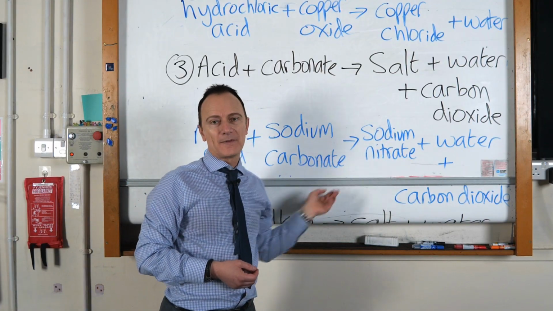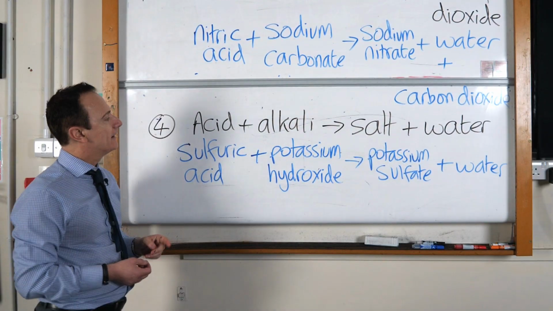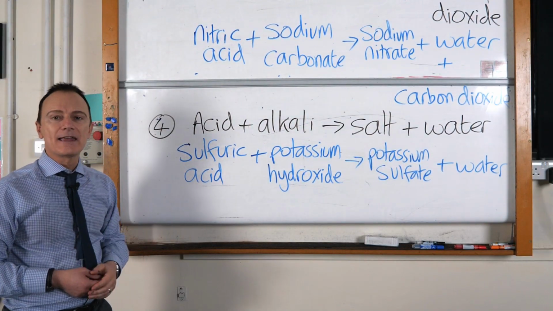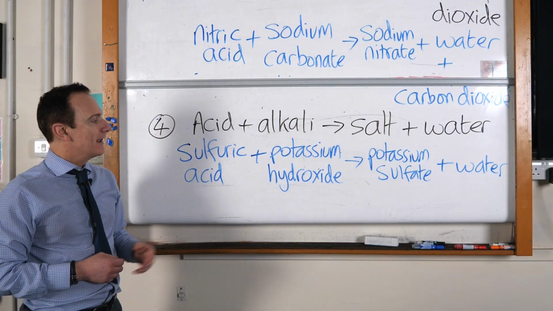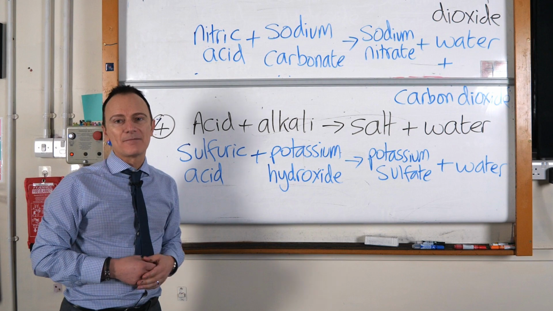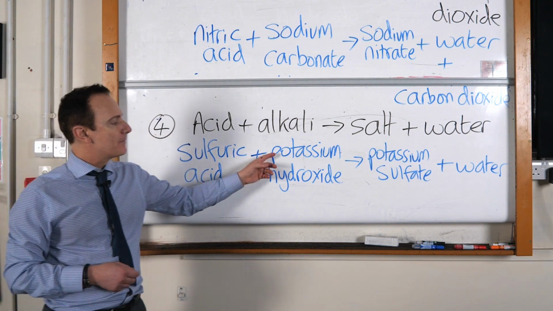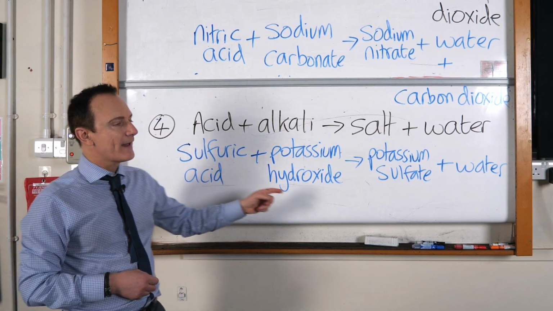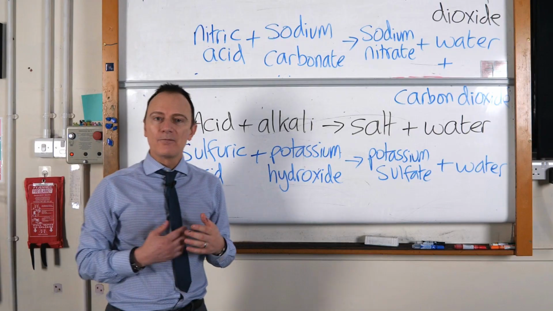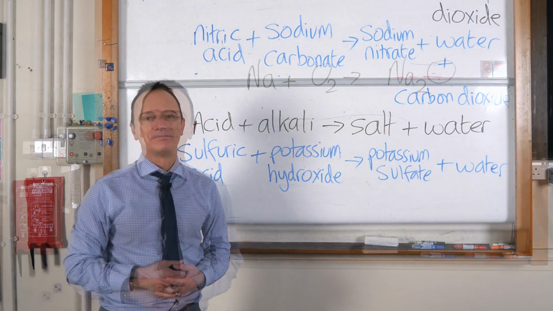And the final way of making a salt is an acid and an alkali makes a salt and water. An alkali is usually something hydroxide, a metal hydroxide. So if we had sulfuric acid and potassium hydroxide, it would make potassium sulfate and water. So make sure you can remember these 4 different ways of making a salt.